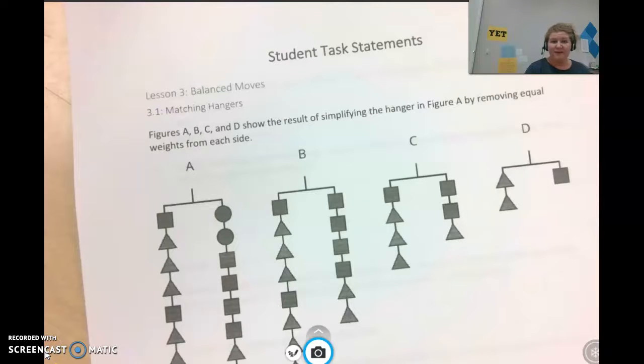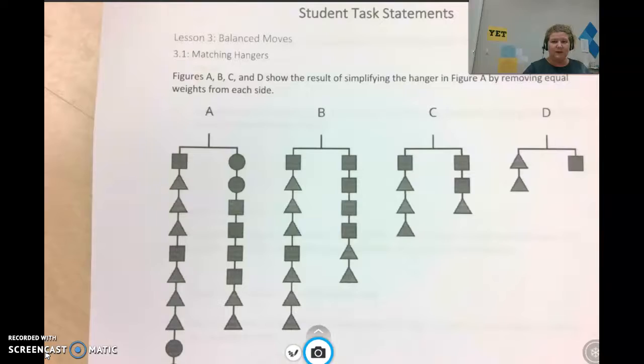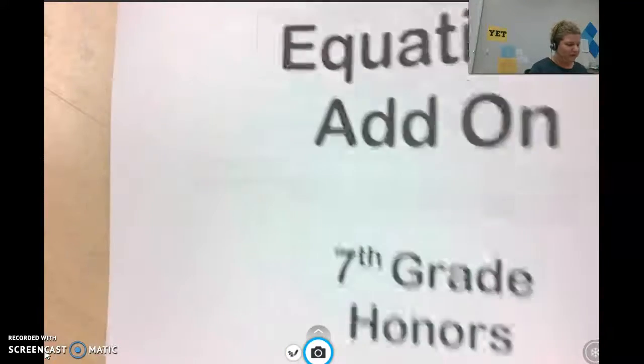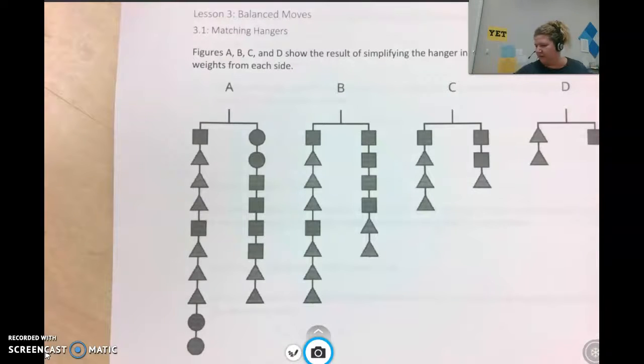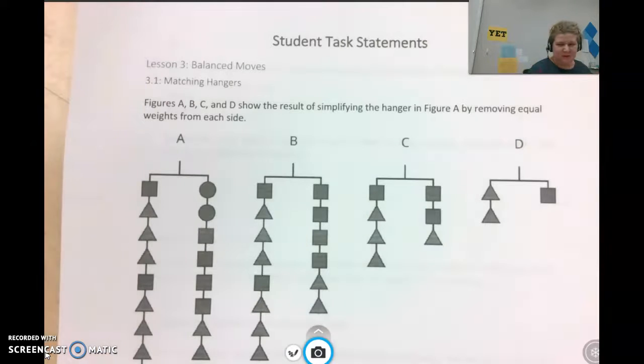Hi, so today we're going to start our new unit in honors. It's the equations add-on, 7th grade honors unit. Here's our table of contents, and we're going to jump right in with lesson 1. Now, this material is pulled from lots of different sources, so this is lesson 3. It's the first lesson we're doing.